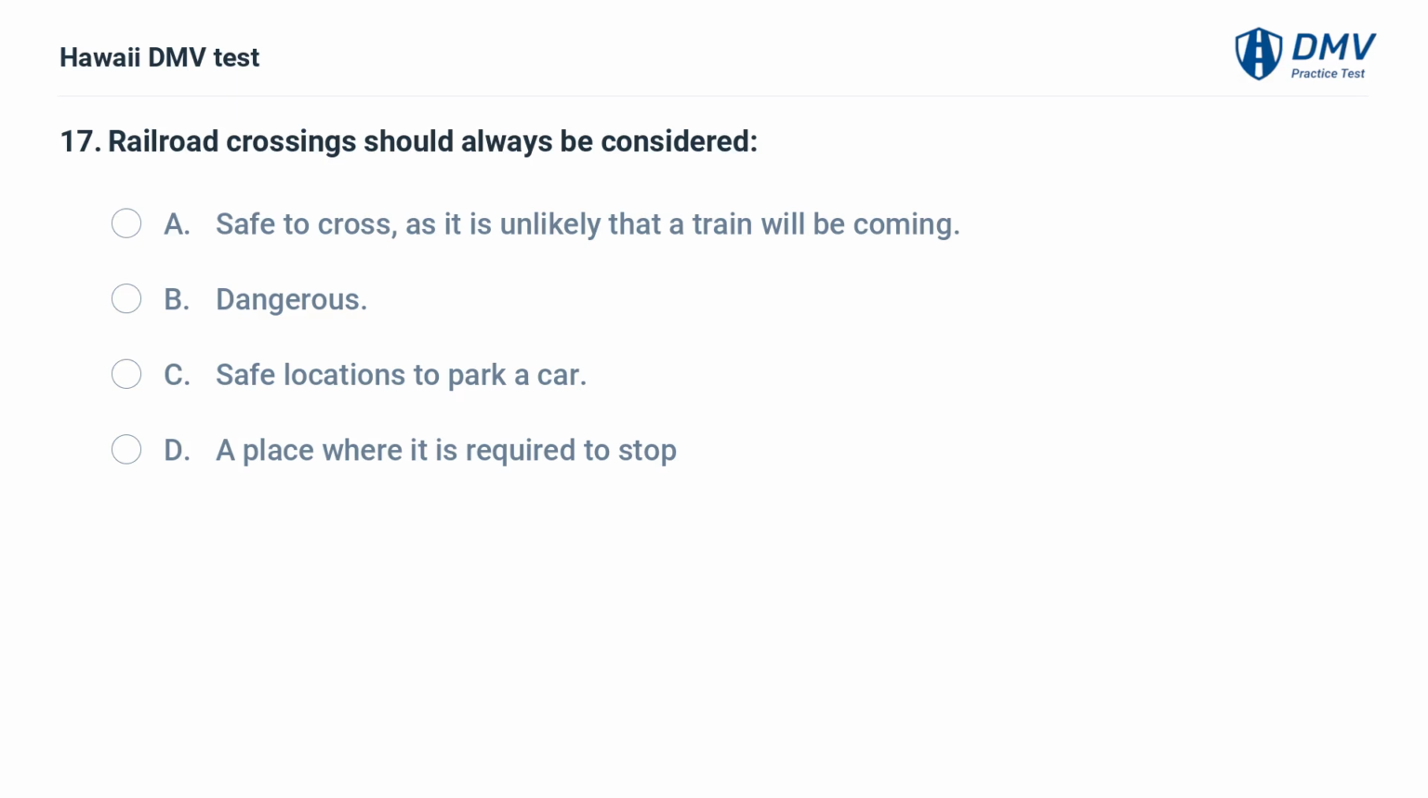Railroad crossings should always be considered: A. Safe to cross, as it is unlikely that a train will be coming. B. Dangerous. C. Safe locations to park a car. D. A place where it is required to stop.